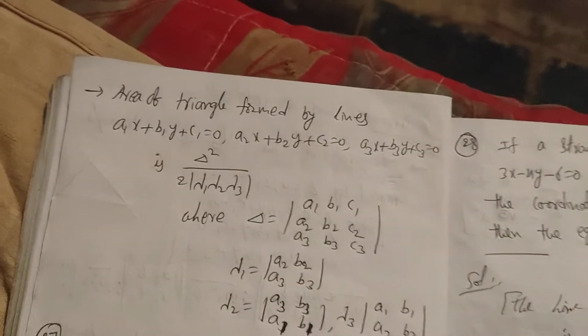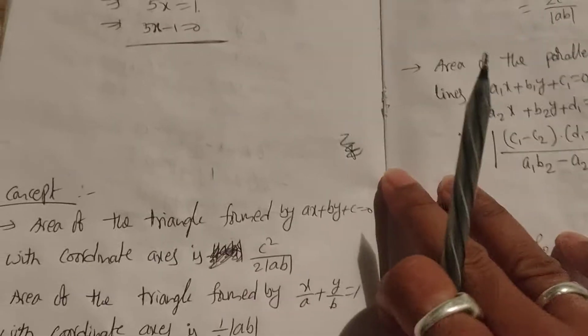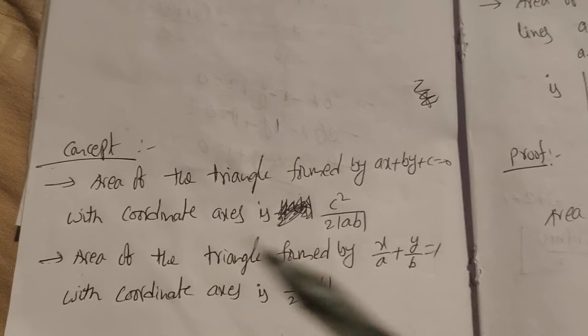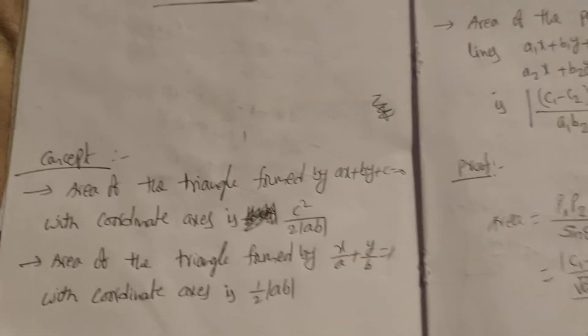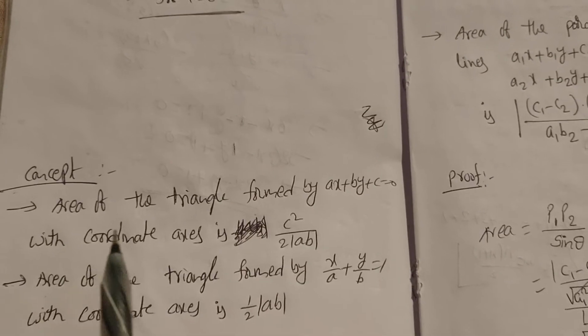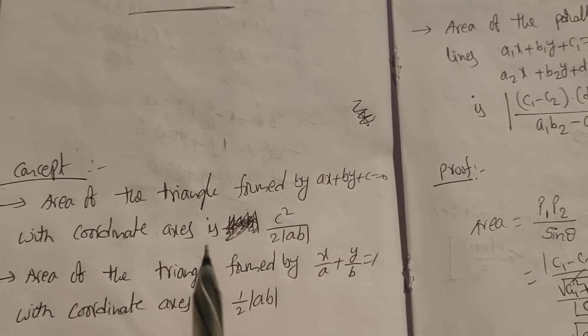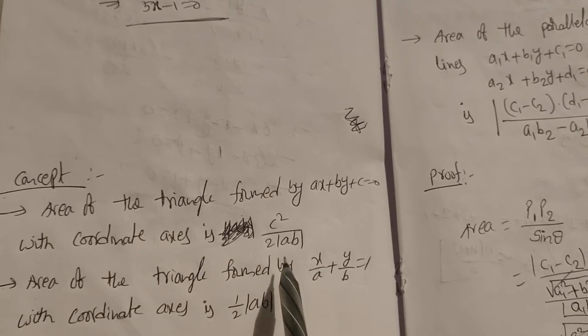Next one. So based on areas of the triangle, already I gave these formulas, but a little bit in depth you can discuss. So first one is area of the triangle formed by ax plus by plus c is equal to 0 with coordinate axis is c square by 2 into mod ab. Already I gave this formula.